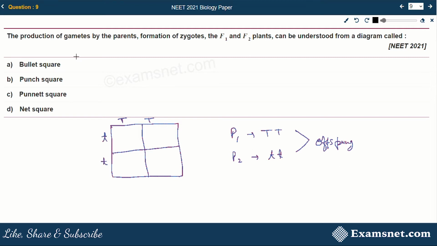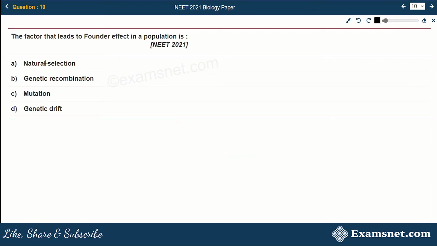Now let's cross it. So capital T and small t will give us capital T small t. Similarly, capital T and small t will give us capital T small t. Again, small t, capital T. And again the same. So that means these four are the possible genotypes that will be present in the offspring that will come after the crossing between these two parents. Okay, understood? So the correct option is Punnett square.